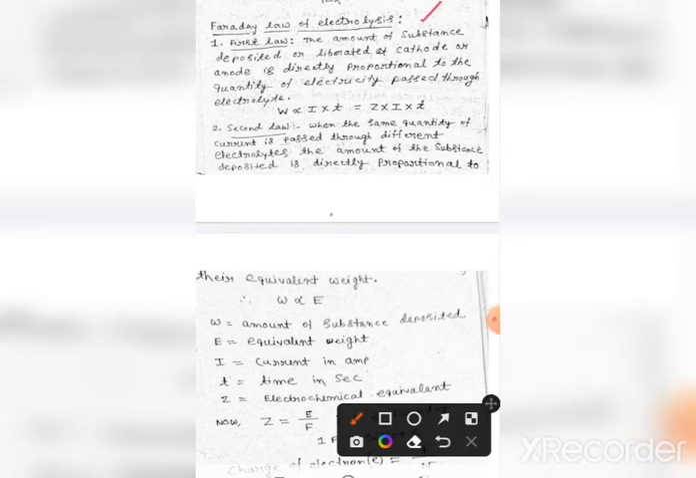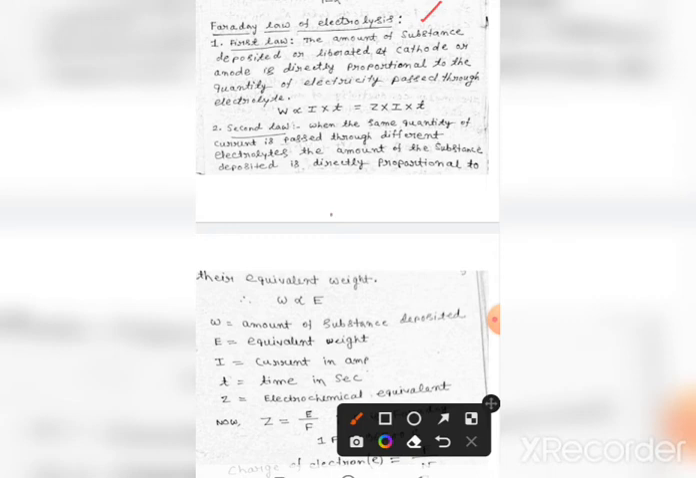This is Faraday's law of electrolysis. You can follow these two laws. The first law: the amount of substance deposited or liberated at the cathode or anode is directly proportional to the quantity of electricity passed through the electrolyte. So the amount of product formed is proportional to Q. Q is equal to I into T, where I is the current in ampere and T is the time in second.